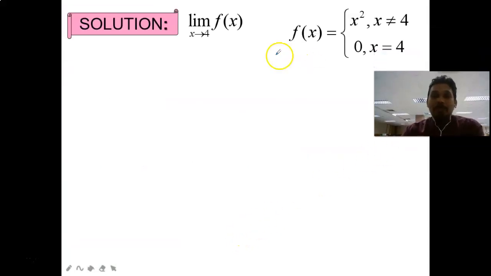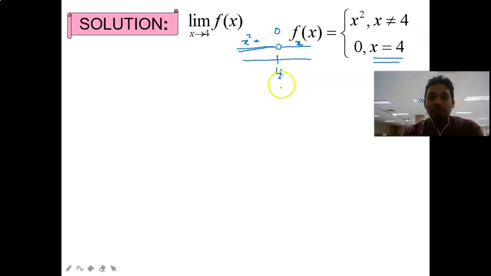Now, solution. For this one here now, just imagine that when x equals 4, if this is x squared, we call this the domain of the function for x squared, and also x squared here. But when x is exactly equal to 4, then the value is 0. It's not x squared anymore.